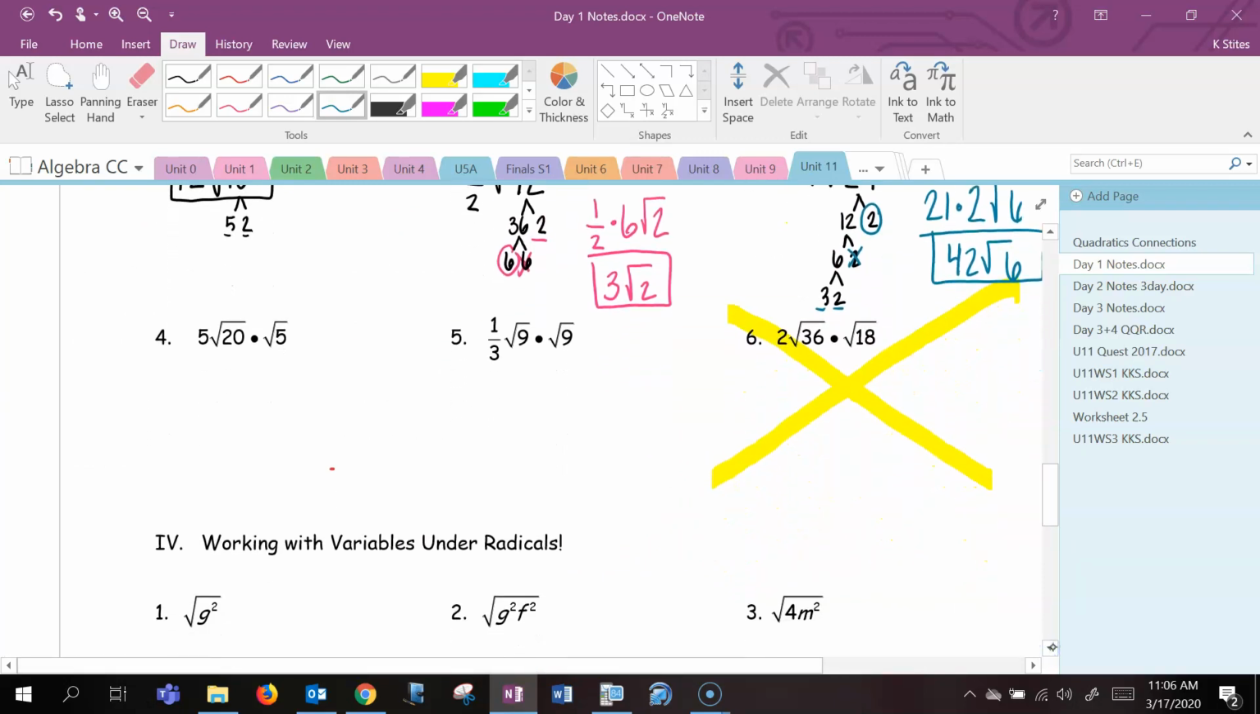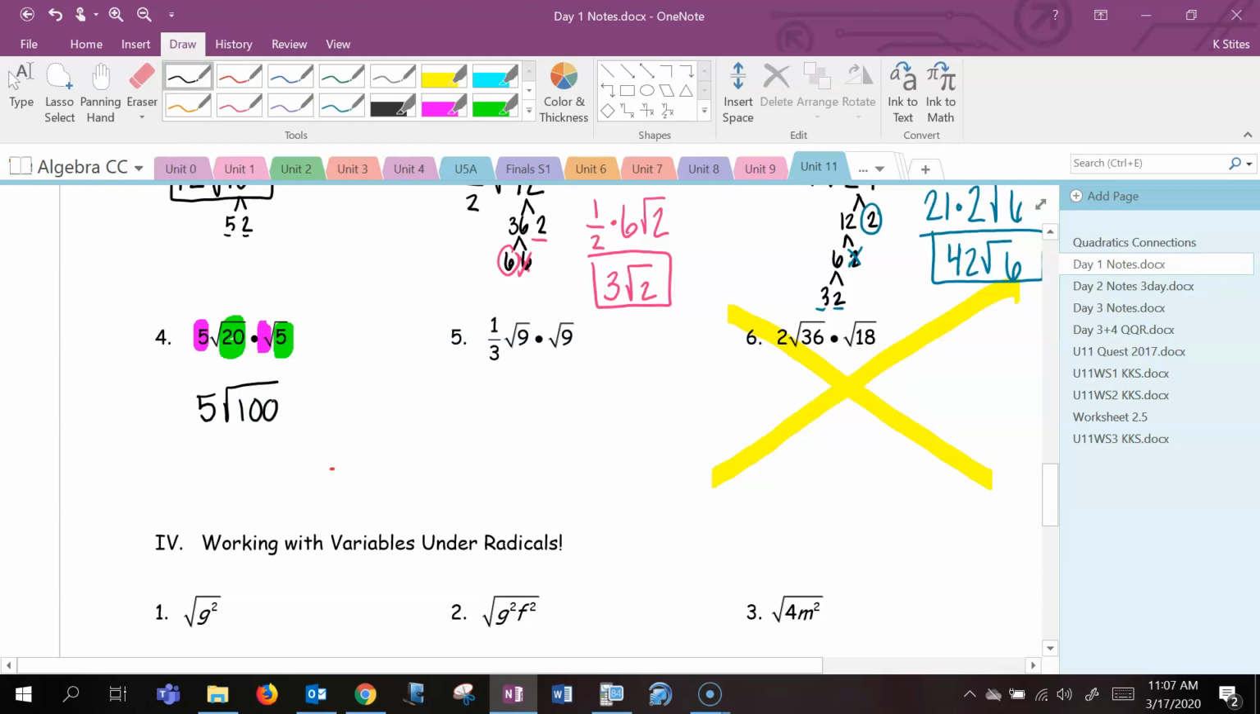All right, two more. These are a little different. Let's see why. Outside times the outside, 5 times 1 is 5. Root inside times the inside, 20 times 5 is 100.